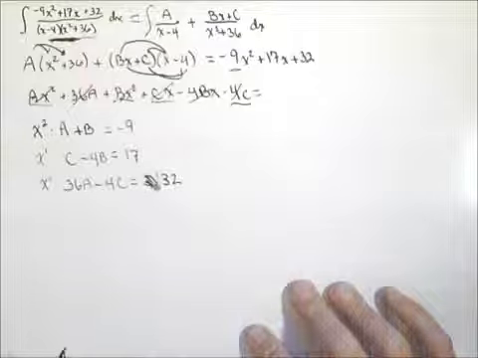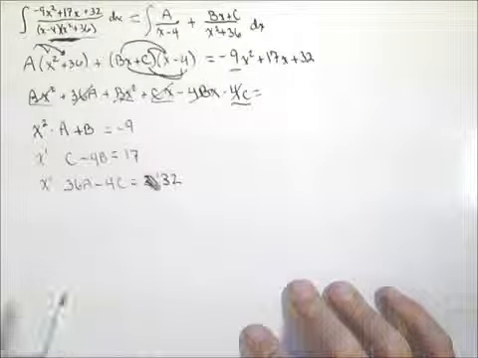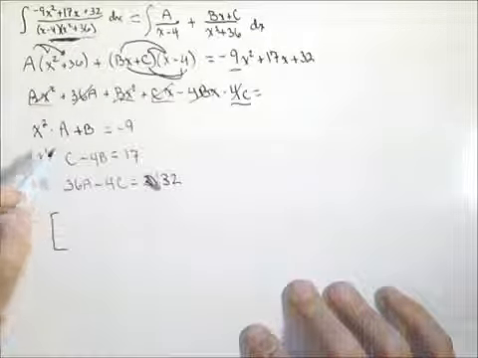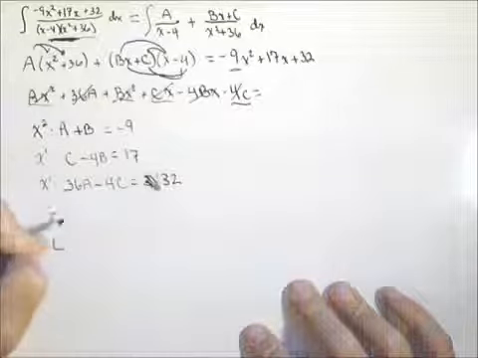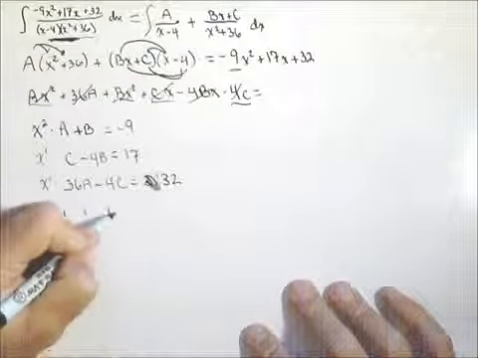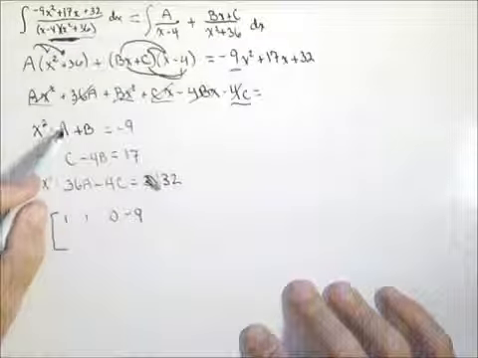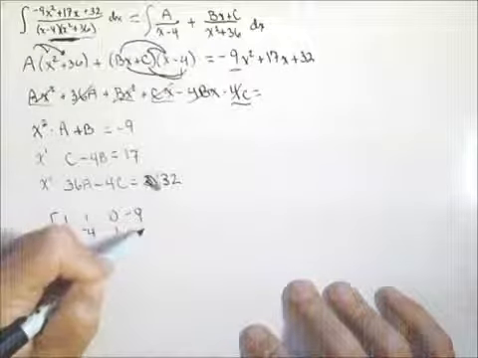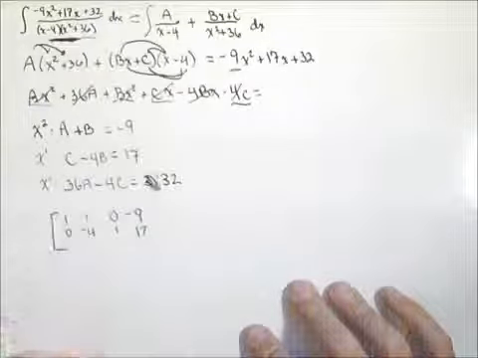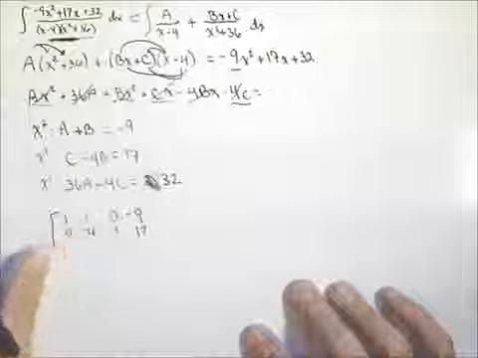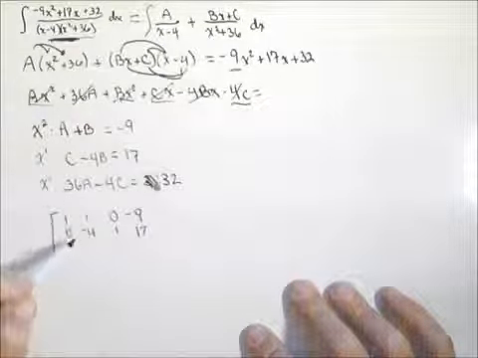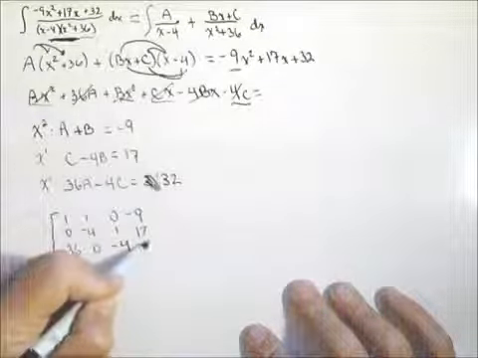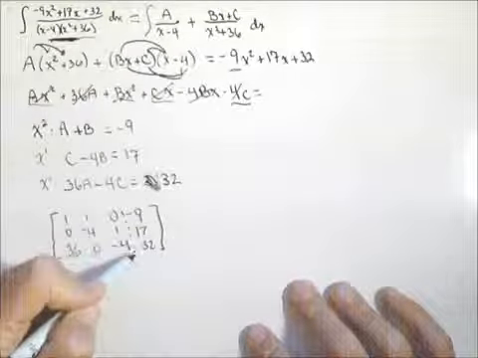Alright, so let's see how we can set up a matrix and solve that matrix. So, if we were to set up a matrix, we'd have 1, 1, 0, negative 9. Here there's no A, B is negative 4, C is 1, the solution is 17. And finally, we have 36, no B, a negative 4, and a 32. So there is our augmented matrix.